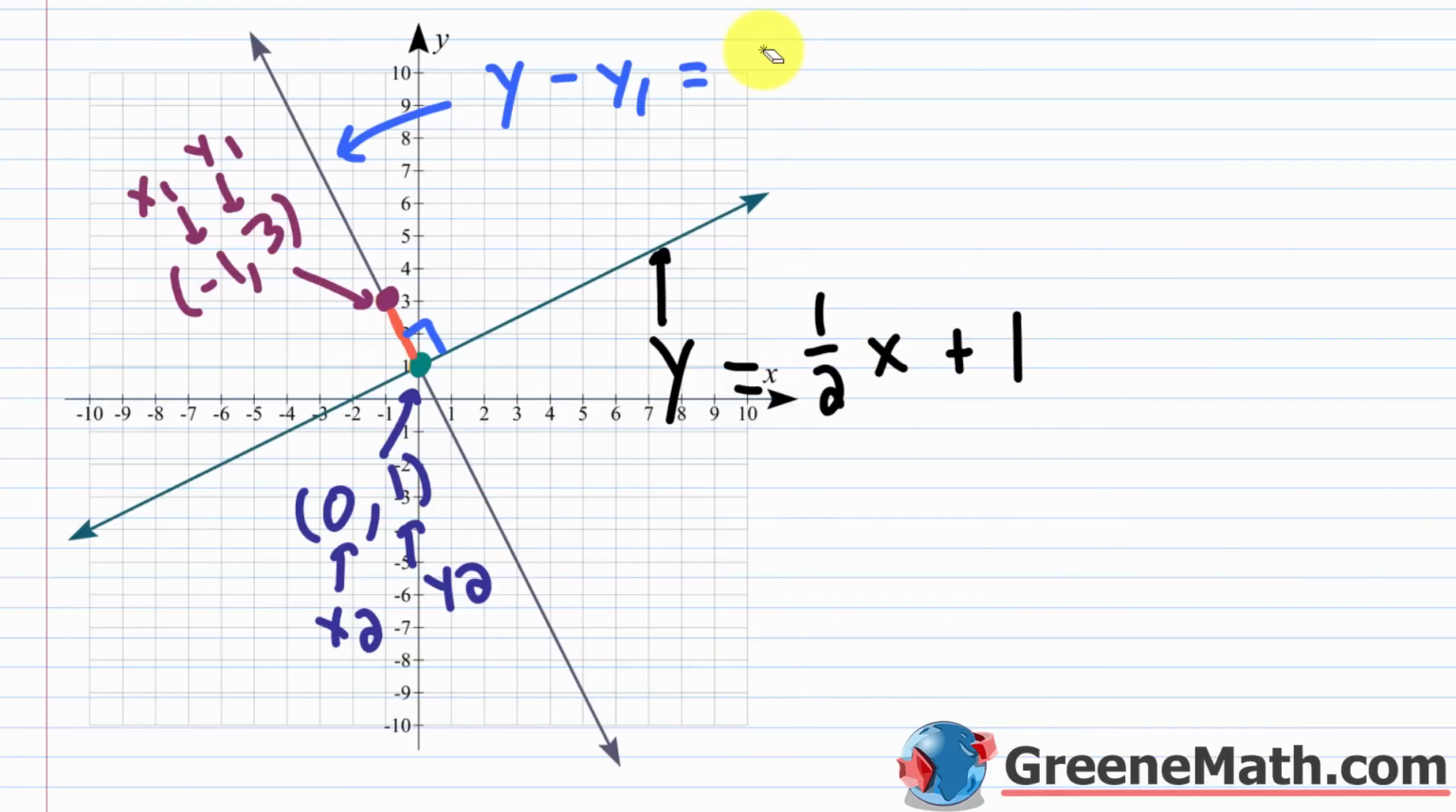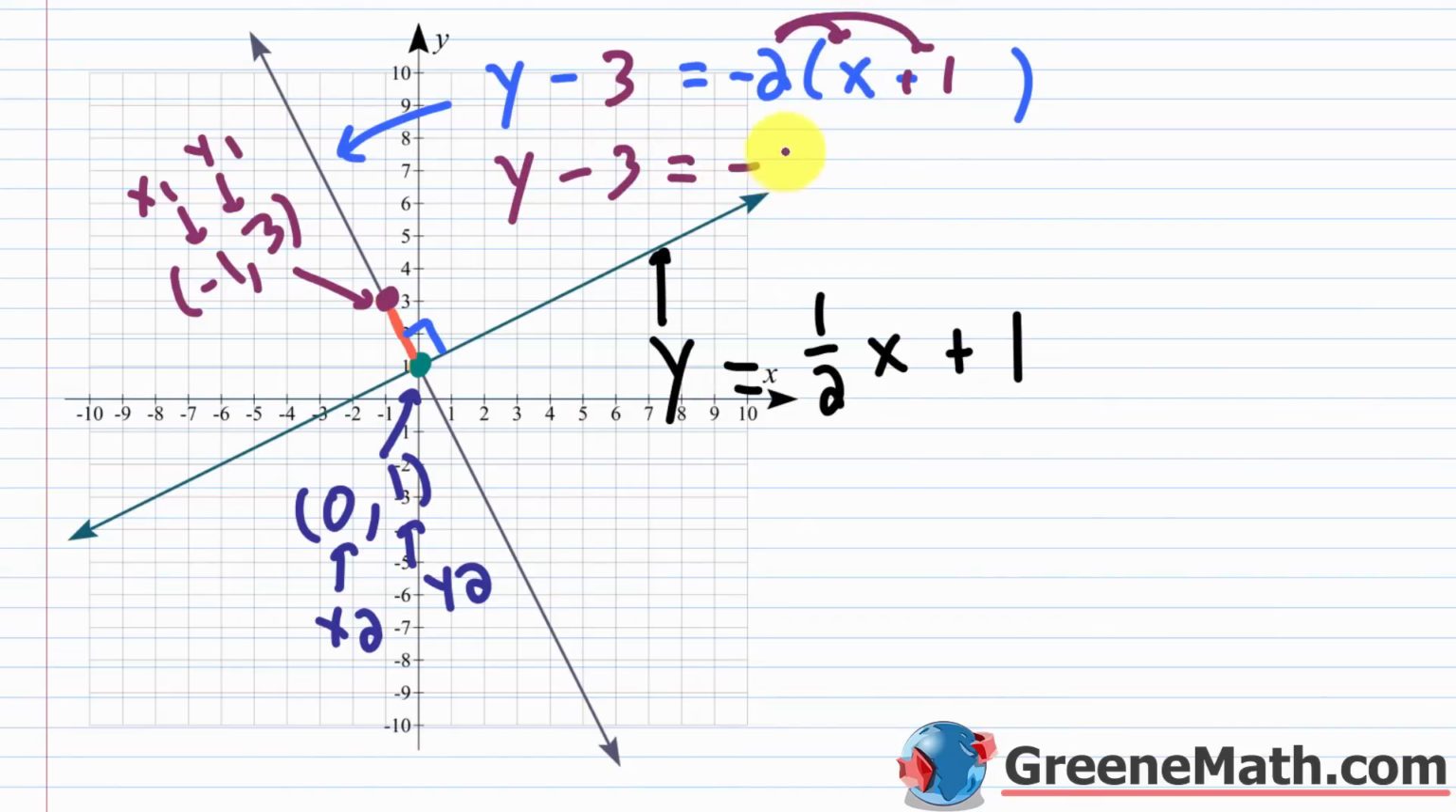Let me actually put the full formula here. So m times the quantity x minus x sub 1. And I'm going to plug in a negative 2 for m, the slope. So I can plug in a negative 1 for x sub 1. So minus the negative 1 is plus 1. And then for y sub 1, I can plug in a 3. Now all I have to do is solve this for y, and I'll have the slope-intercept form of this line. So this would be y minus 3 is equal to, I'm going to distribute this. So this would be negative 2x and then minus 2.